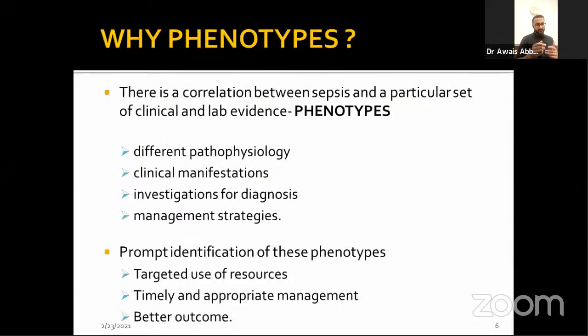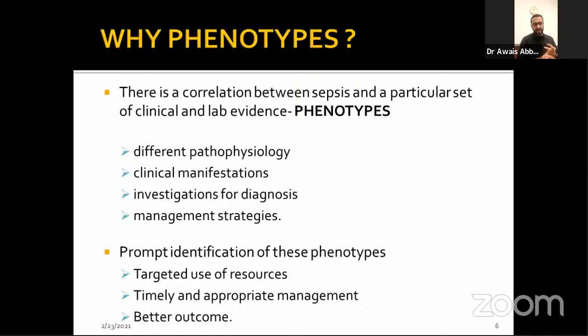So I was speaking of the correlation that we usually do not make. There is a correlation between sepsis and a particular set of clinical and lab evidence, and that correlation I call a phenotype. So a correlation between a particular clinical manifestation and a particular lab evidence is a phenotype. What does a phenotype actually contain? Every phenotype has a different pathophysiology.